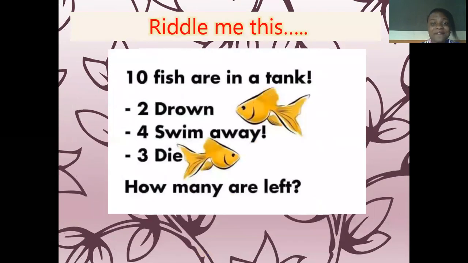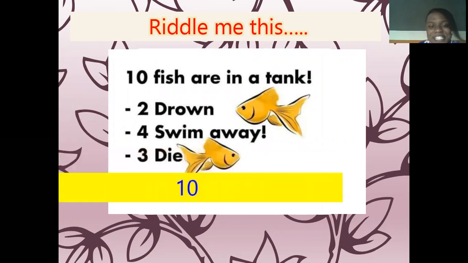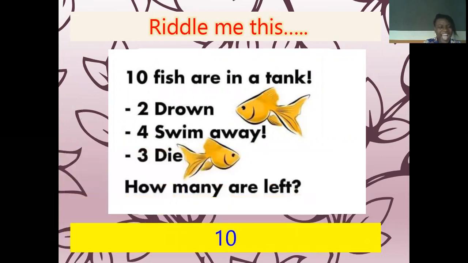We said 10 fish are in a tank, 2 drown, 4 swim away, and 3 die. How many are left? Okay, the answer is 10. If you said 7, no. If you said 6, no. If you said 8, no. If you said 1, no. First of all, fish do not drown. I don't understand how fish would drown, because the water is their natural habitat. So fish do not drown.